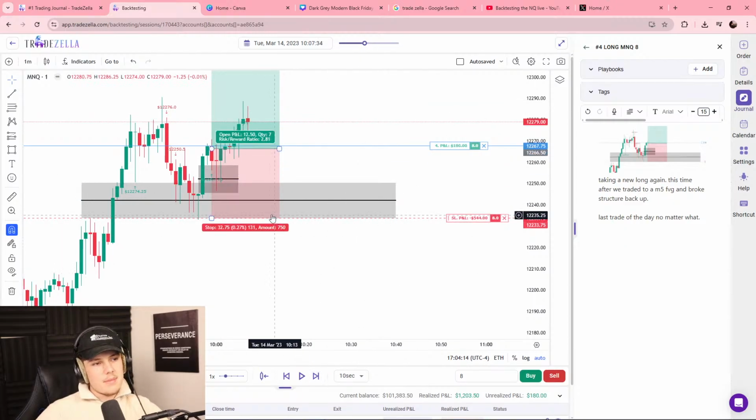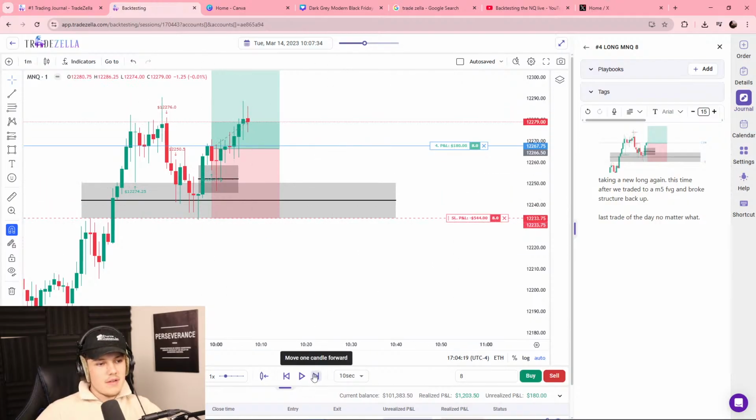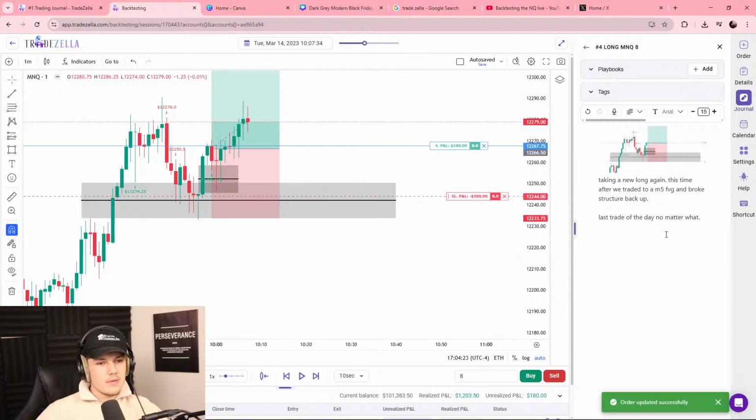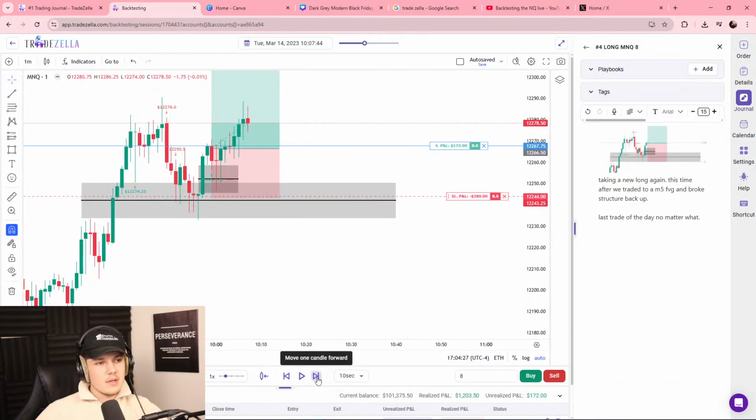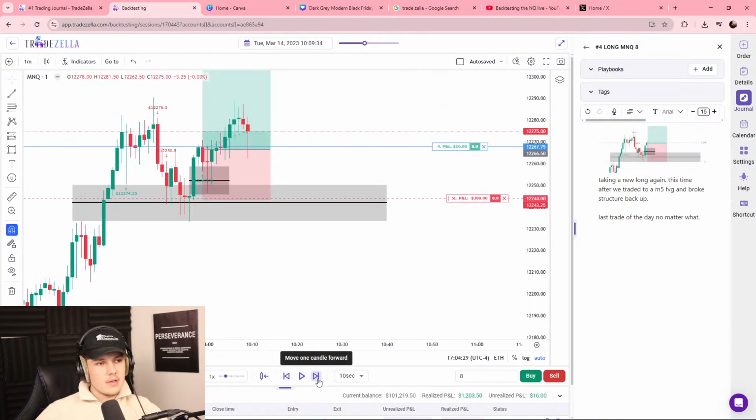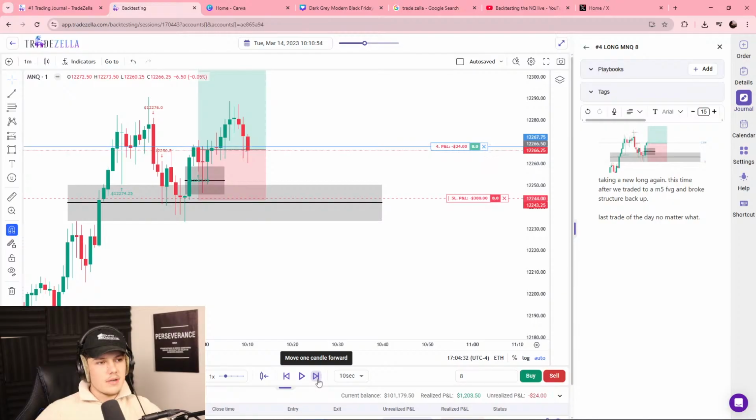So now I'm going to adapt my stop loss to this low because we traded above and we actually haven't broken that high, but I'm going to keep it just a little bit below. Dragging my stop loss. Price action is taking a little while.